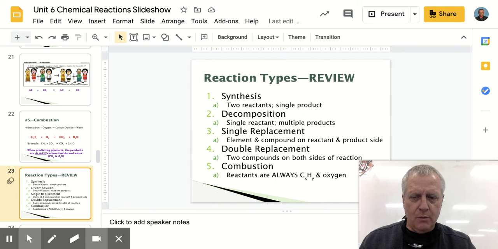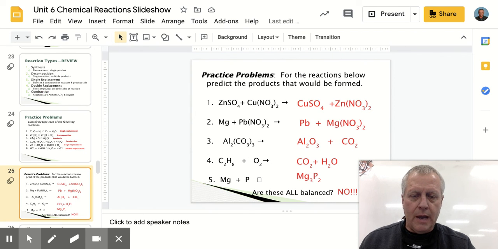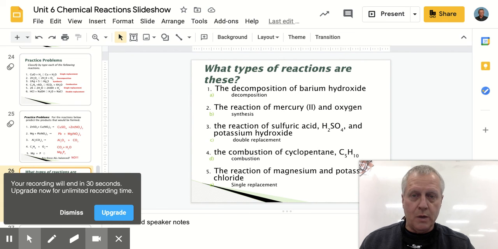All right, so there are some ways to review here in the slideshow. Your notes cover this very closely. Your notes will follow exactly the way the slideshow presents itself. And then there are some practice problems you can look over, and then this week we'll get some practice with that.